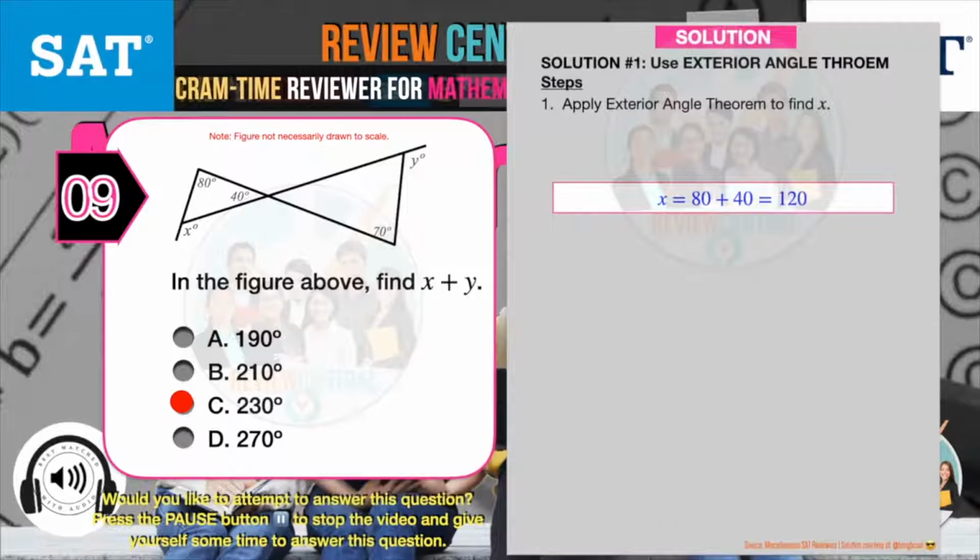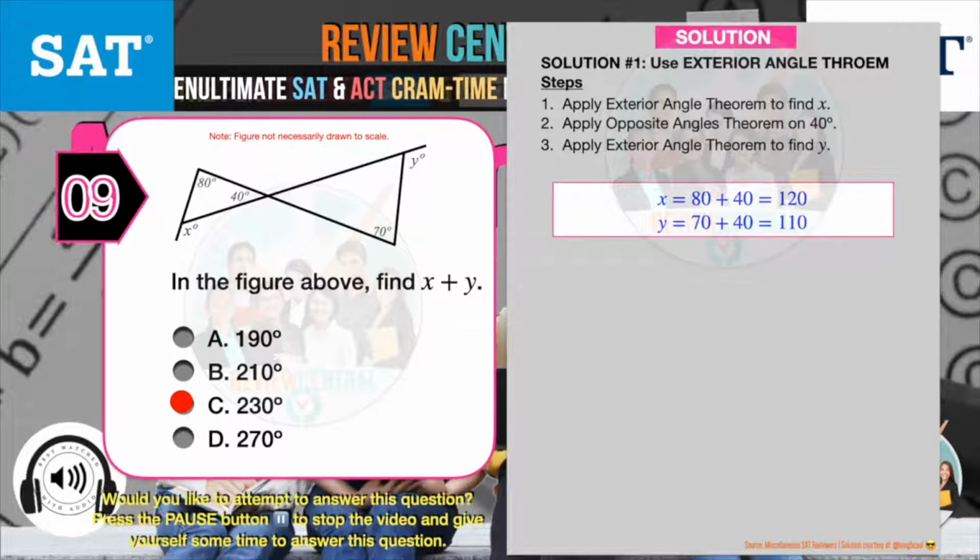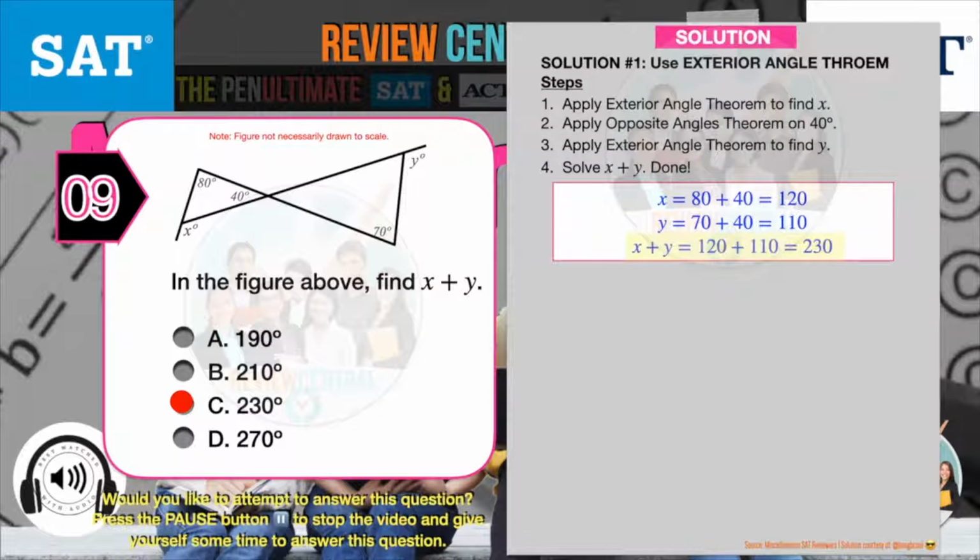In our given problem, applying the exterior angle theorem on the left, or smaller, triangle, we can quickly figure out that x must be 120 degrees. That is, 80 plus 40 equals 120. Next, let's apply the opposite angles theorem to establish that the angle in the bigger triangle that is opposite of the 40-degree angle in the smaller triangle should also be 40 degrees. Again, using the exterior angle theorem on the bigger triangle we should quickly figure out that y must be 110 degrees, that is, 70 plus 40 equals 110. Finally, x plus y equals 120 plus 110 equals 230.